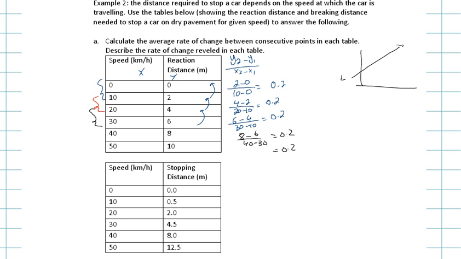So what am I going to write here? So constant rate of change. So reaction distance increases 0.2 meters per kilometer.